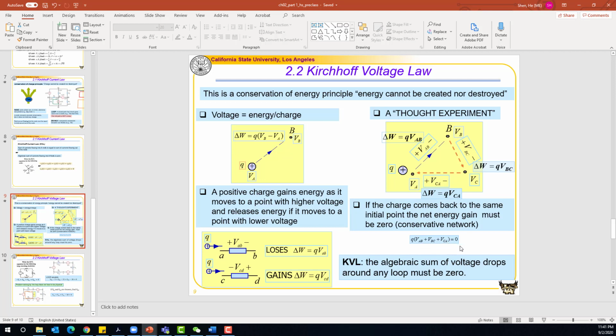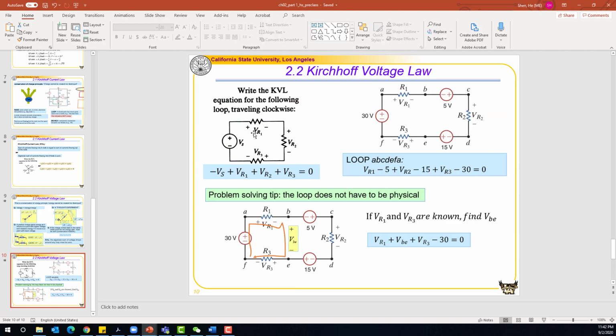Since Q is not equal to 0, we find that VAB plus VBC plus VCA is equal to 0. If we move the charge from a higher voltage end to a lower voltage end, it loses energy. Delta W is equal to Q times VAB. If we move the charge from a lower voltage to a higher voltage node, it gains energy. Delta W is equal to Q times VCD. KVL can be described as: the algebraic summation of the voltage drops around any loop must be equal to 0.